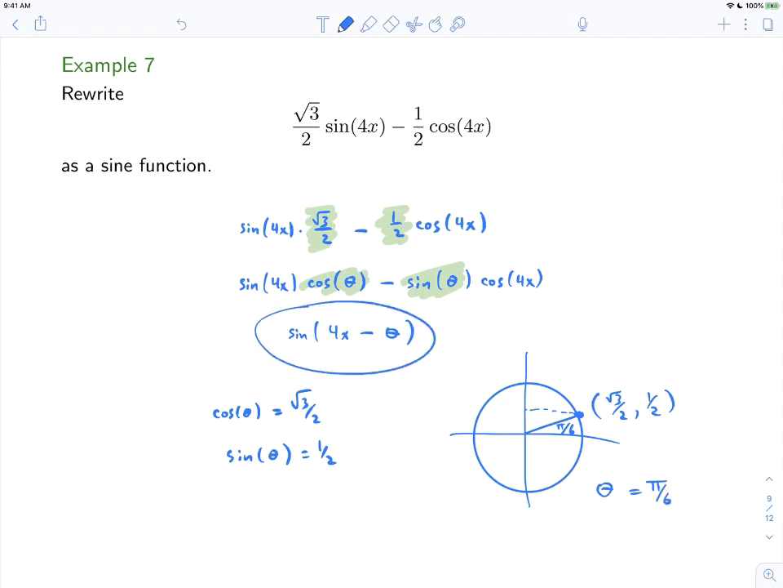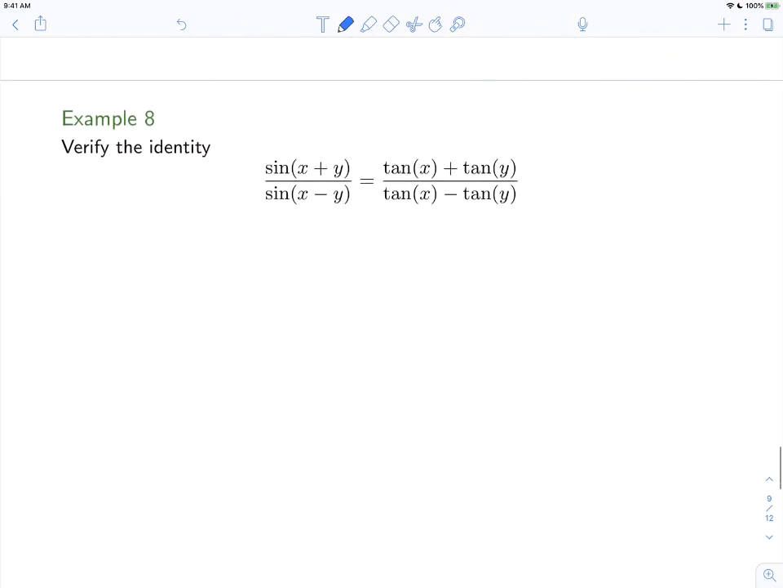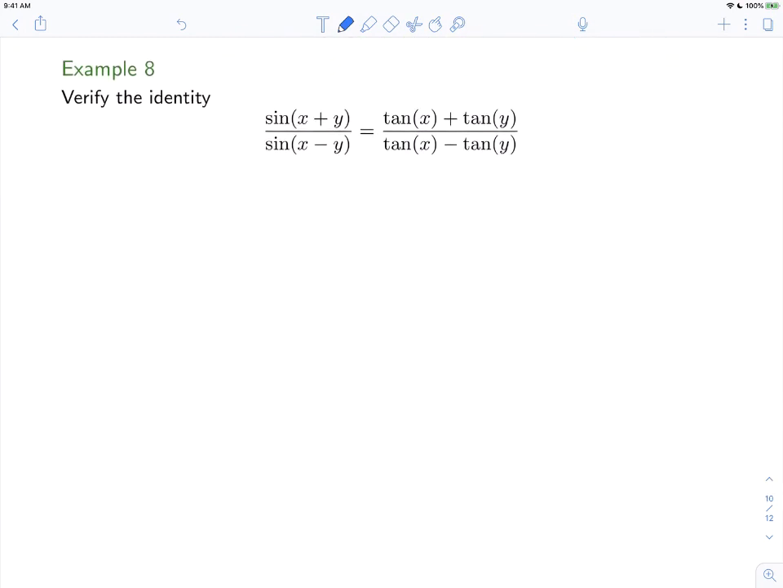So our answer then is just sine of 4x minus theta, where theta is pi over 6. So this is going to be equal to, let's write it up here, sine of 4x minus pi over 6. And that's our answer. Let's do another example. This time we're asked to verify an identity. We want to show that sine of x plus y over sine of x minus y is equal to tangent x plus tangent y divided by tangent x minus tangent y.